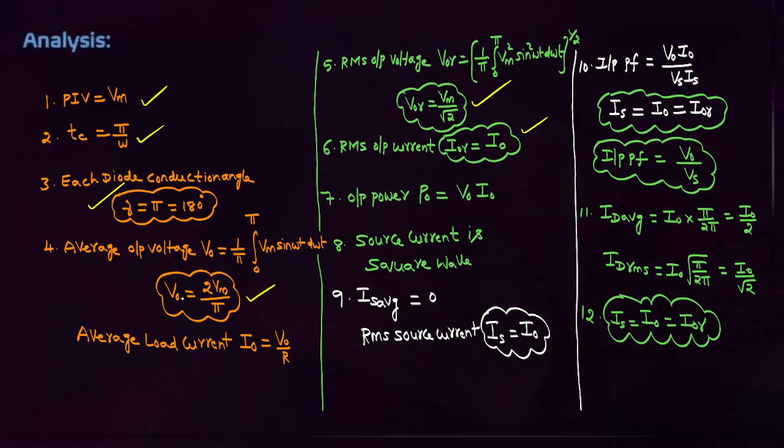But the RMS current is I naught here, but in an R load it is V naught RMS by R. For the output power expression, mainly concentrate on the average value, RMS voltage, output power, and input power.